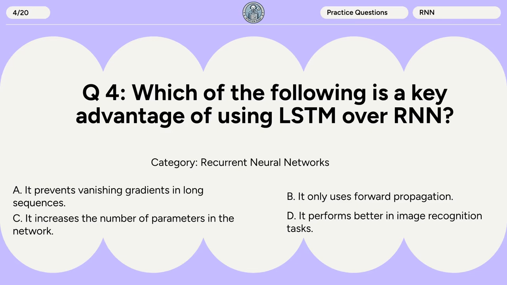Question 4. Which of the following is a key advantage of using LSTM over RNN? A. It prevents vanishing gradients in long sequences. B. It only uses forward propagation. C. It increases the number of parameters in the network. D. It performs better in image recognition tasks.